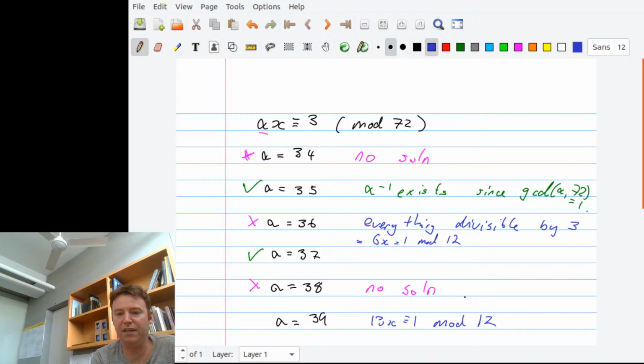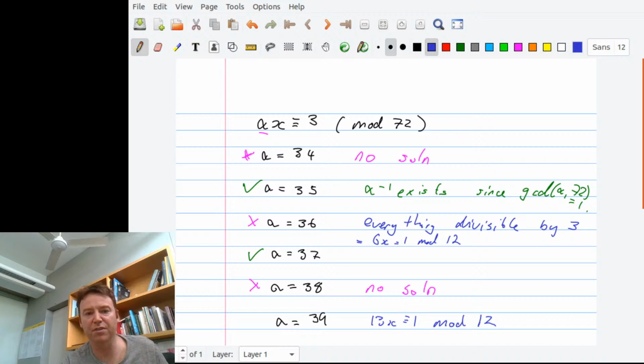And that's fine. In fact, x is just going to be equal to 1. Okay. So I think I know which way to go. 39 is okay, but there'll be multiple solutions, given the solutions x equals 1 mod 12. And 37 and 35 have unique solutions. Everything else has no solutions. So let me type that in, see what happens.